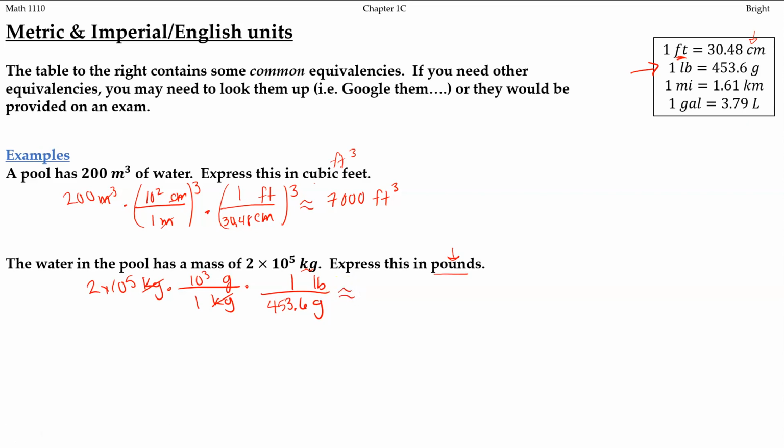And so after I do the math, and I'm going to approximate this as well, we end up with a very large number of pounds, about 440,917 pounds. Using sig figs and scientific notation here, we would say that this is approximately 4 times 10 to the 5th pounds. Again, I want to see the math set up, and as long as your calculation is in the right ballpark, we'll be okay.